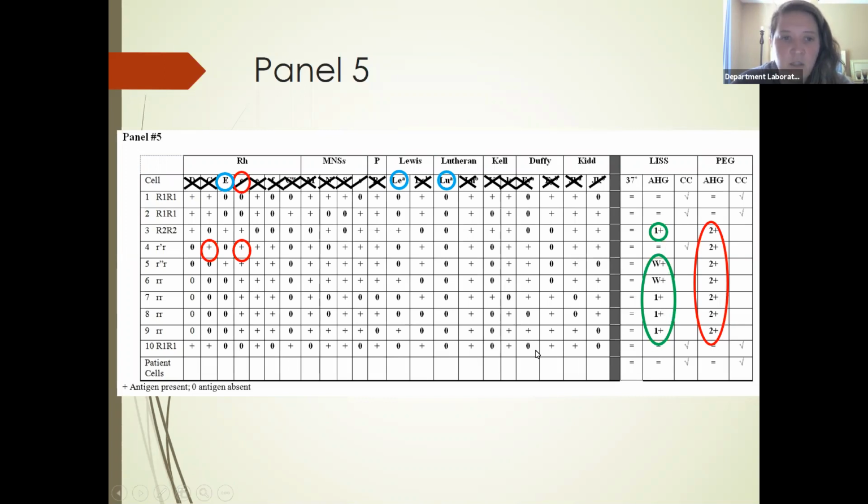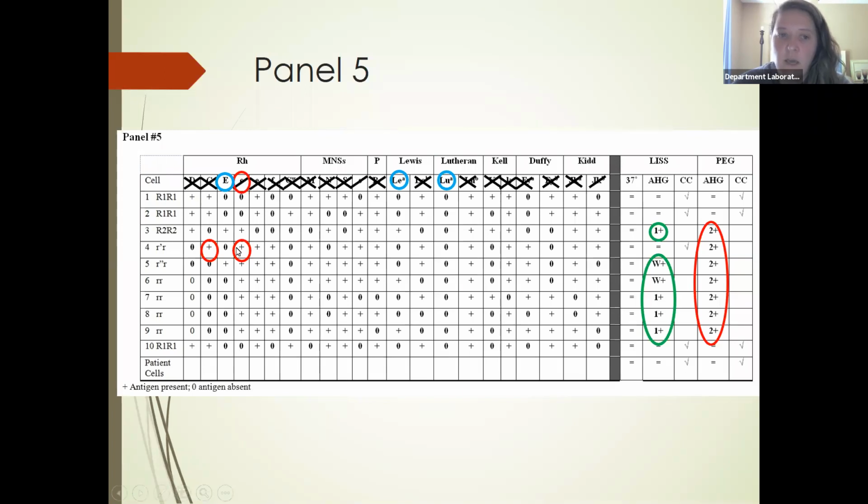But if you take a look at your little c, right? Notice little c is half crossed off. But if you look at the pattern of reactivity, every cell where little c is present, you have a reaction with your LIS testing at AHG, except for panel cell 4. Notice panel cell 4 is a negative reaction. Keeping in mind, this is one reason why you always have to keep in mind dosage, all right?